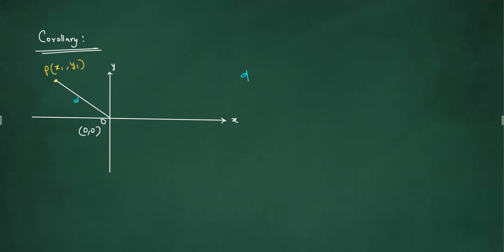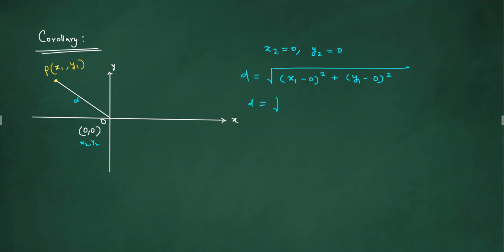We can apply the distance formula. The distance formula this time is going to be (x1 minus 0) whole square plus (y1 minus 0) whole square. I hope you have understood why I have put 0, because x2 and y2 are equal to 0. We are putting x2 equal to 0 and y2 equal to 0. So the distance becomes square root of x1 square plus y1 square. Always remember this particular concept over here. So this is a small corollary that we have, that is the distance of the point (x1, y1) from the origin is square root of x1 square plus y1 square.